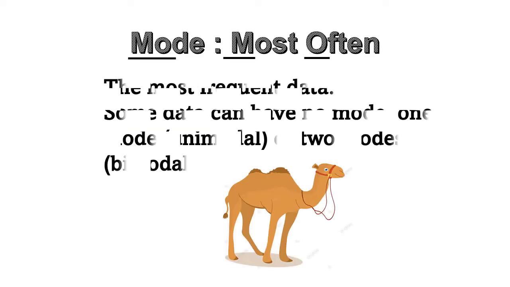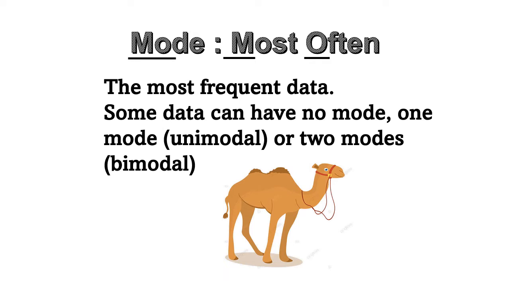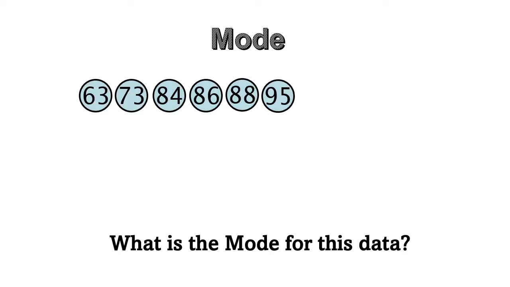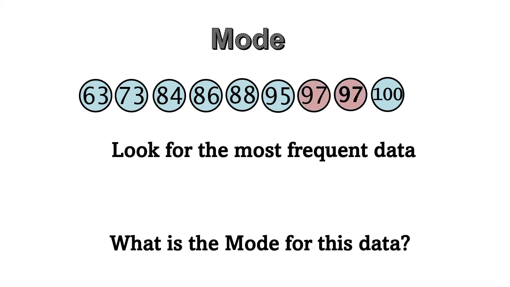Mode is the most frequent data. Some data have no mode, or one mode, which we call unimodal, or two modes, bimodal, and we can have more than 2 modes as well. So what's the mode in our data? By the way, we don't have to arrange the values from least to greatest to find the mode. We just have to look for the most frequent data. In our case here it is 97, therefore the mode is 97.